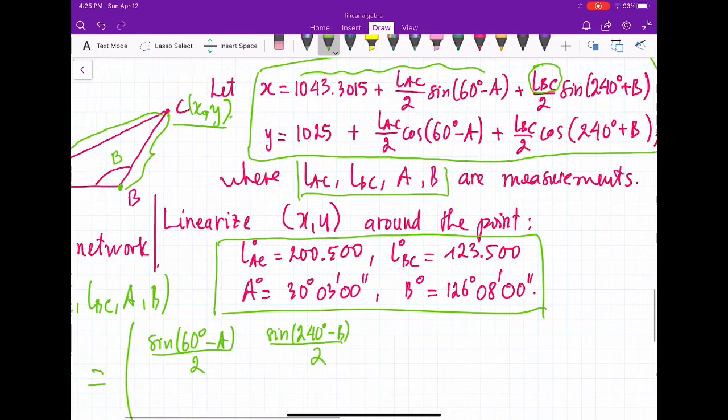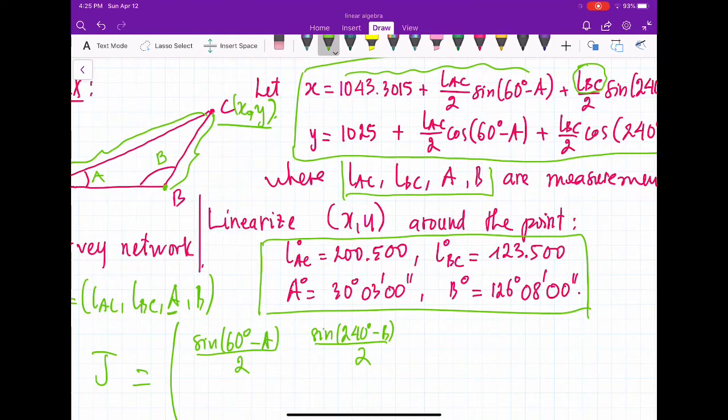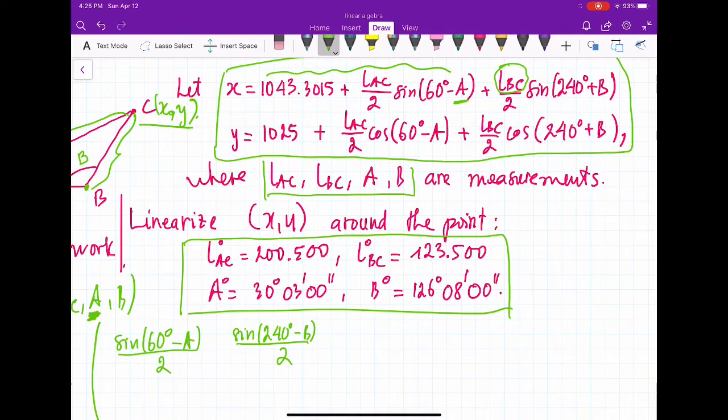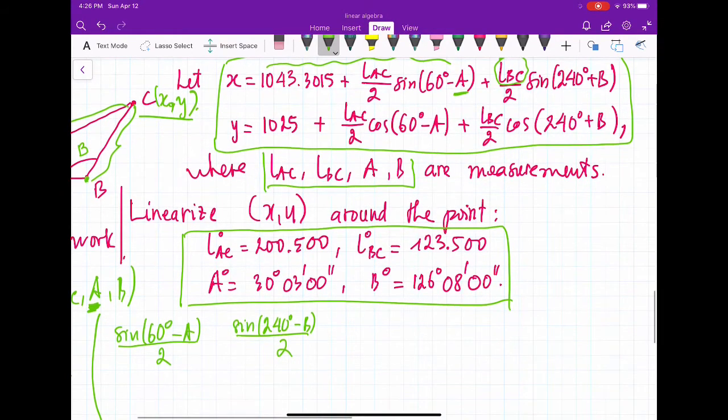And then you differentiate x with respect to A, right? With respect to A. So we have A right here. Here we need to use the chain rule. The derivative of sine is cosine, right? And then you have to multiply by the derivative of the inside function, which is -1. So I have the following: negative LAC over 2. That is just a constant. Cosine of 60 degrees minus A.